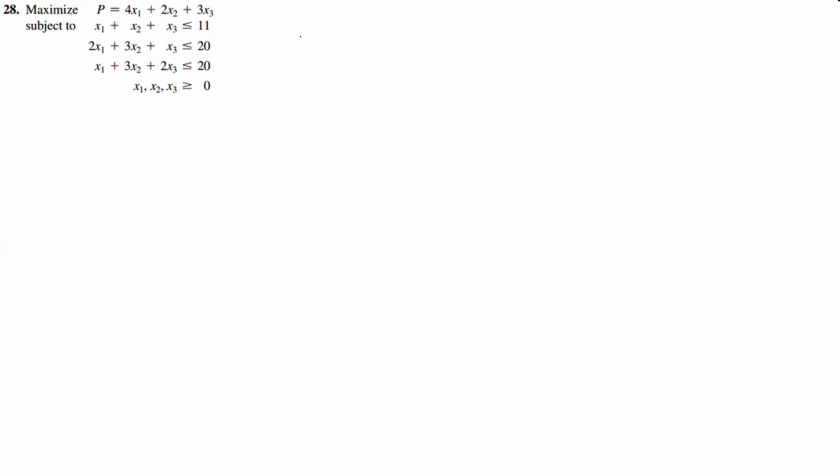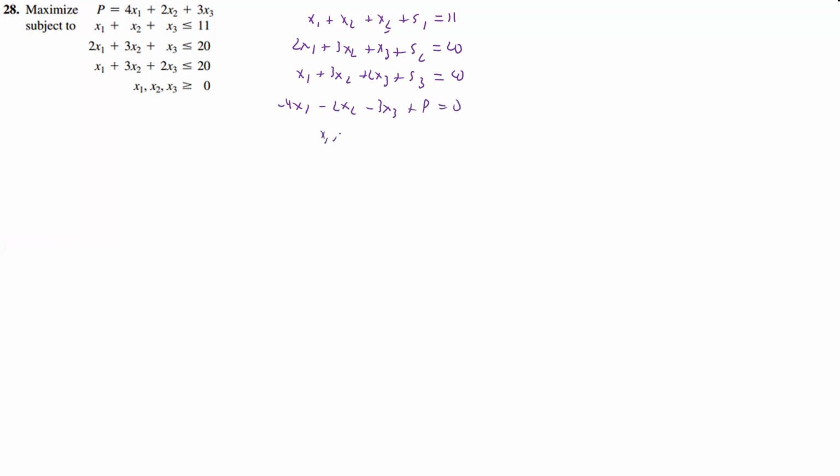We have to make this into x1 plus x2 plus x3 plus s1 equals 11. Then we have 2x1 plus 3x2 plus x3 plus s2 equals 20. And we have x1 plus 3x2 plus 2x3 plus s3 equals 20. Then we take everything to the other side. So we have minus 4x1 minus 2x2 minus 3x3 plus p equals 0, and x1, x2, and x3 greater than or equal to 0.